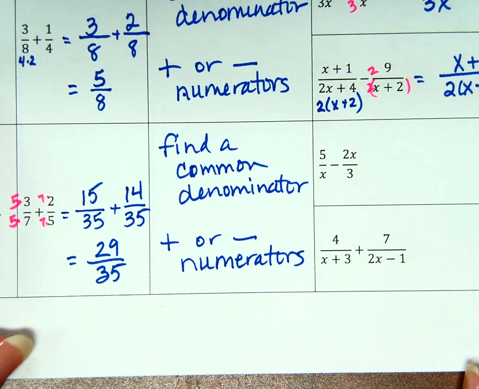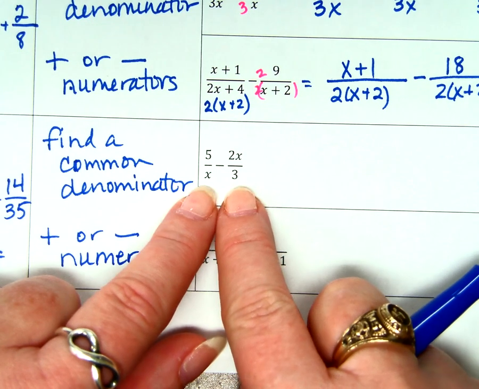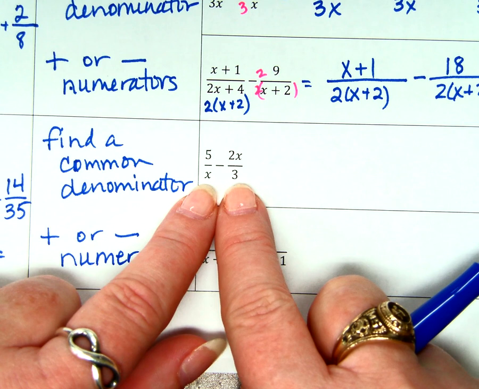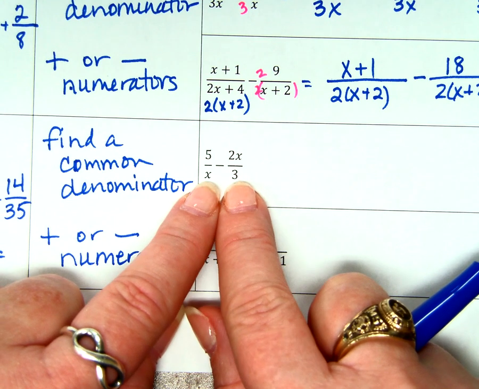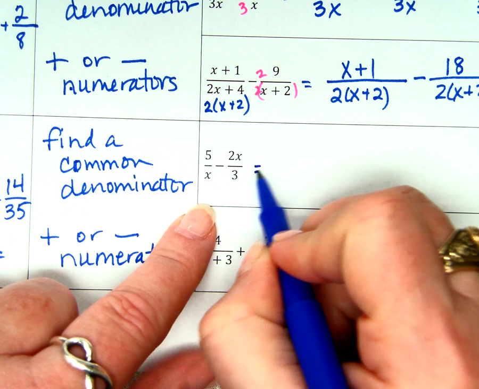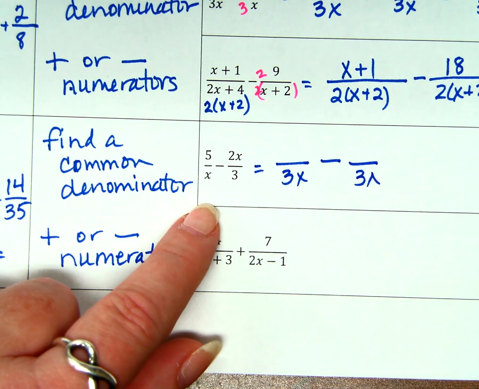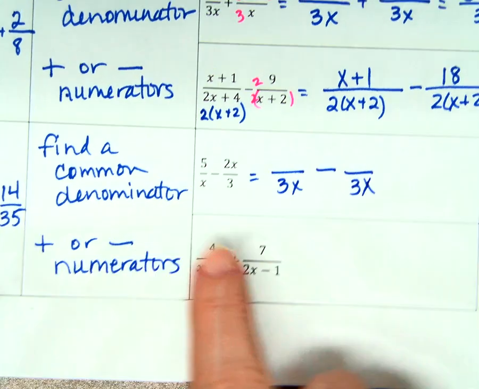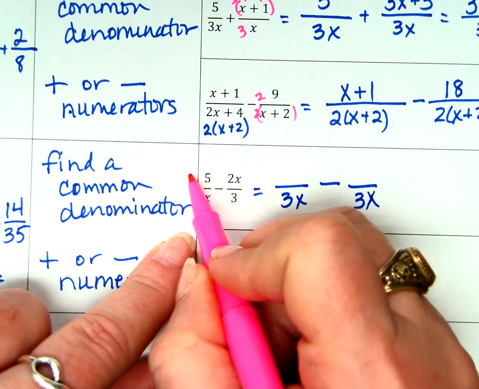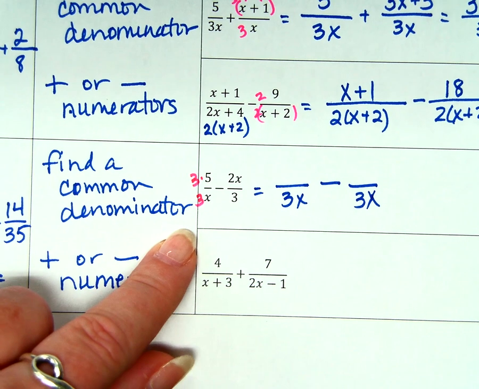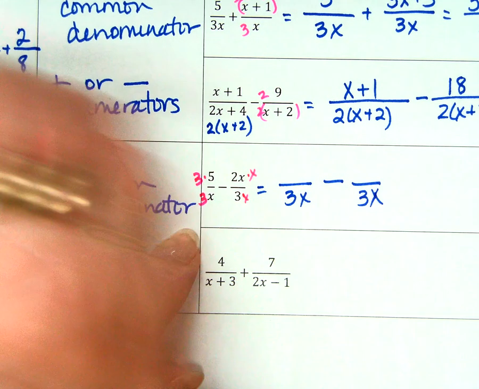Okay, you ready to try rational expressions? Okay. What do you think my common denominator is? 3x. When in doubt, multiply them together, right? So this becomes 3x minus something over 3x, right? Something over 3x minus something over 3x. So what does this one need? A 3. So the numerator needs a 3 as well, right? What does this one need? An x. So this one needs to multiply it by an x as well.